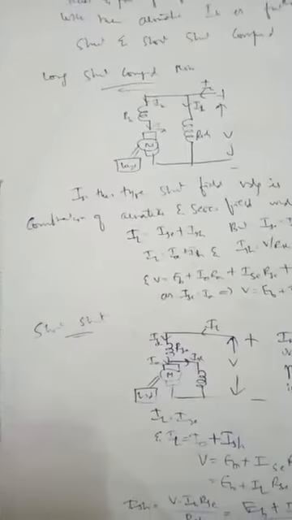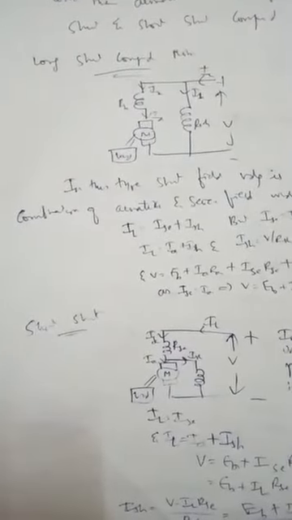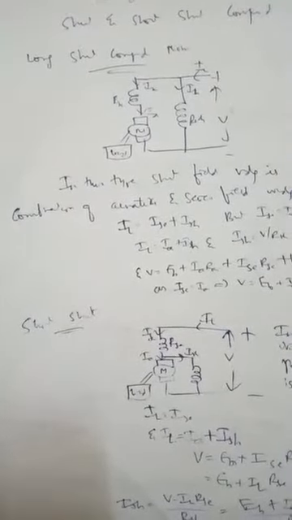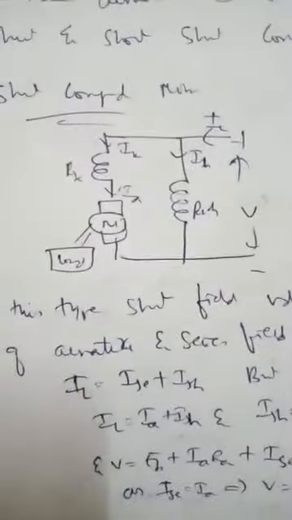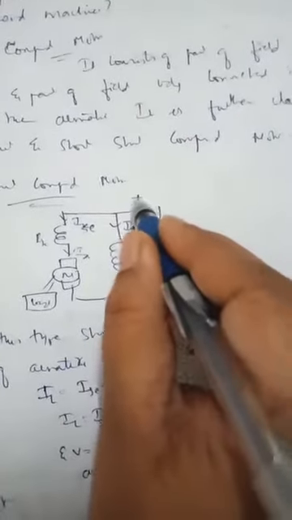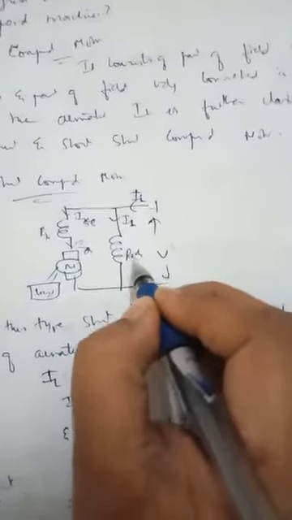A DC compound motor will consist of part of the field winding connected in series and part of the field winding connected in parallel with the armature. It is further classified as long shunt and short shunt. So long shunt, you can see here I have drawn a diagram. This is I series current and line current. IL is line current here, IA is armature current here, RSH is shunt resistance.